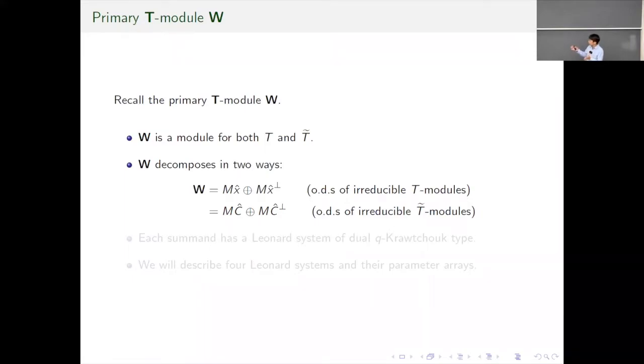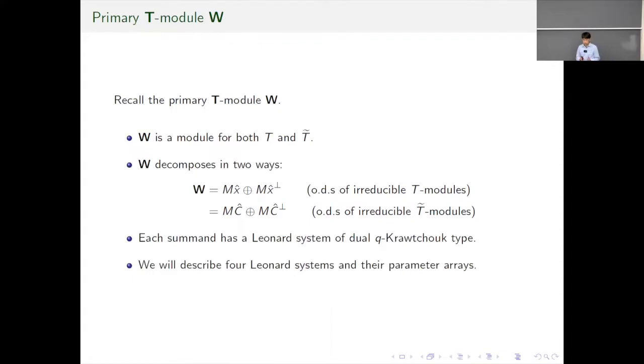So in the Q-Racah case, we discussed the Leonard system on each summand, and each Leonard system has Q-Racah type because our Q-polynomial distance regular graph is of Q-Racah type. But in this situation, the dual polar graph, each summand has a Leonard system of dual q-Krawtchouk type. So we will discuss these 4 Leonard systems and their parameter arrays.